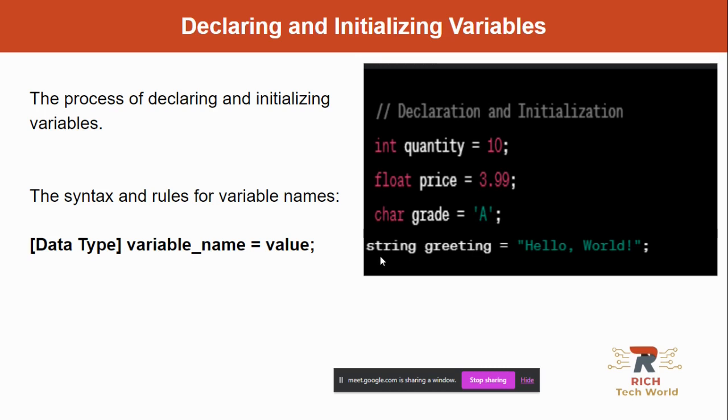All right. And then we have string greeting. So the name of the variable is greeting. And since it's going to contain a group of characters, we've declared it as a string variable, and we are equating it to the first or initial value, which is hello world. All right.